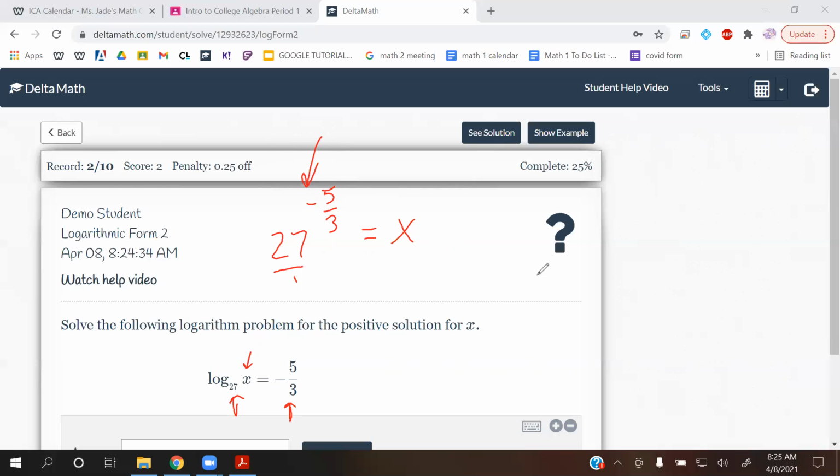Remember, the negative means flip the fraction. So technically, we have 27 over 1. So now we're going to turn it into 1 over 27. And so this takes care of the negative. Now we have it to the power of positive 5 thirds.